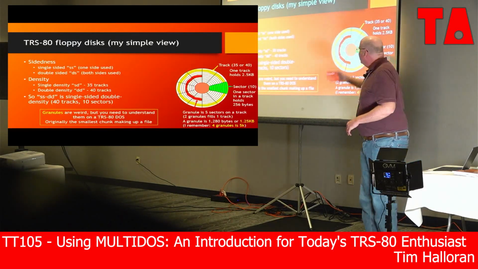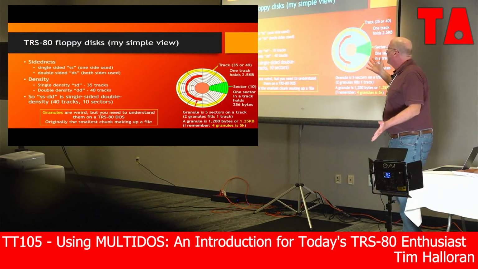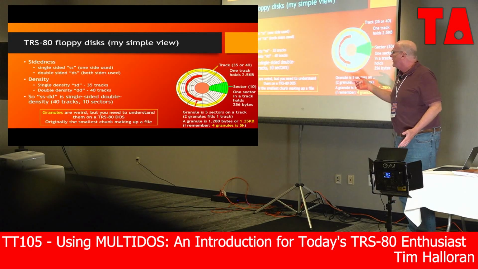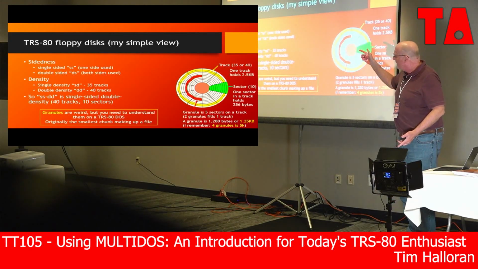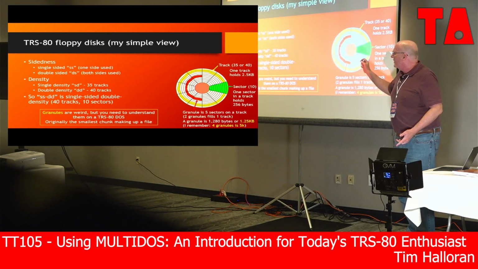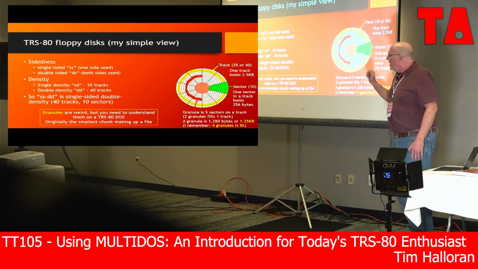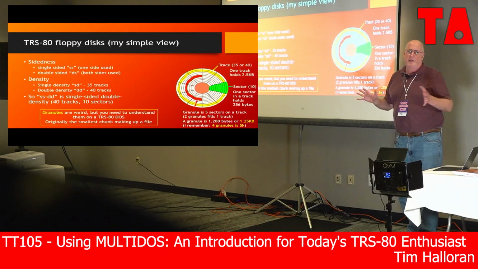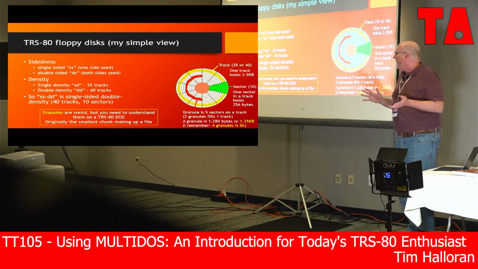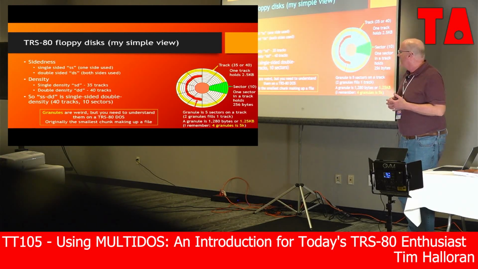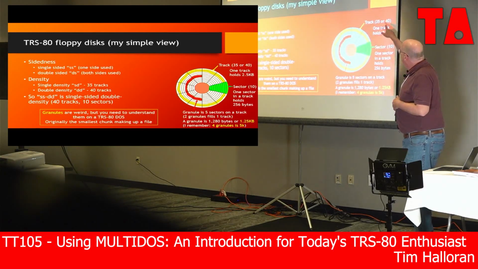So, sorry. Floppy disks, my simple view of the world. You have to understand this a bit to understand the DOSes. They're single-sided, double-sided. Single density is 35 tracks, and double density is 40 tracks. So I give an example of that. Granules are weird. They don't make a lot of sense to me, but you have to understand them to really understand a TRS-80 DOS.